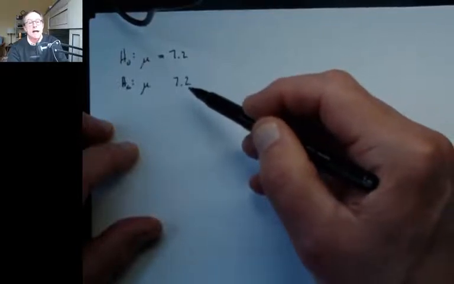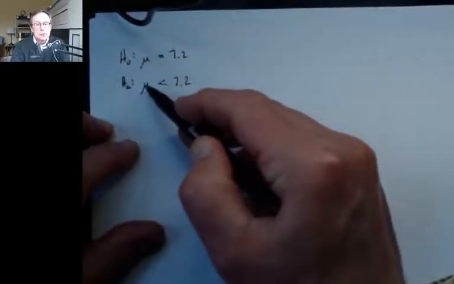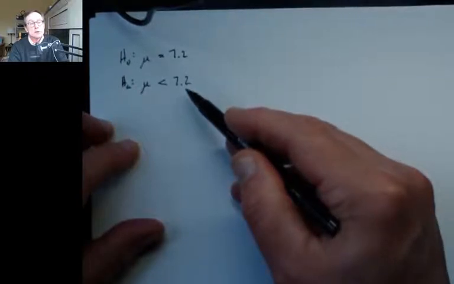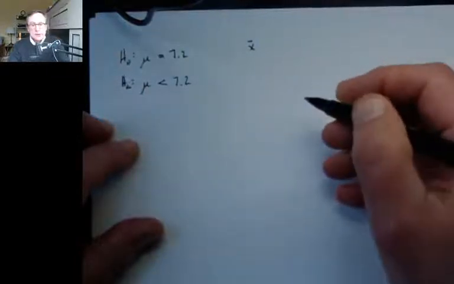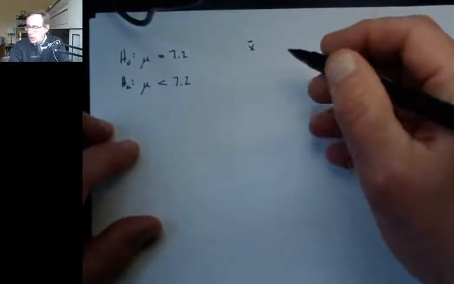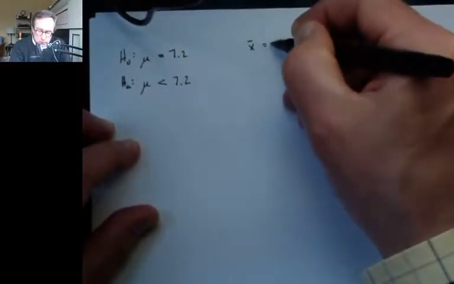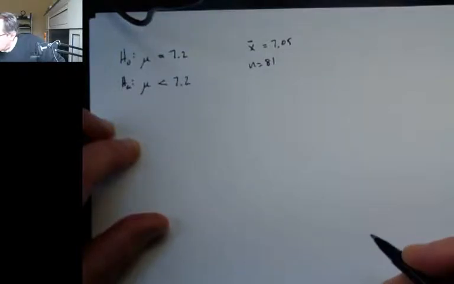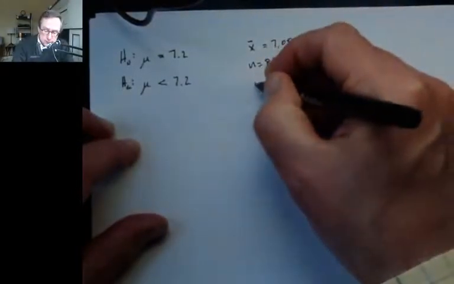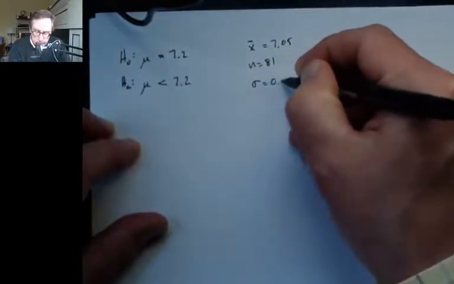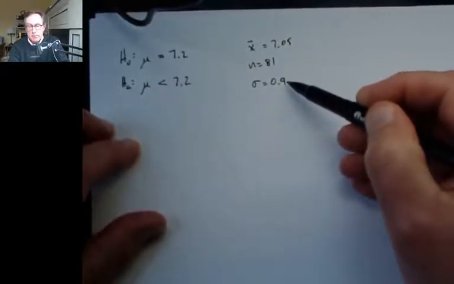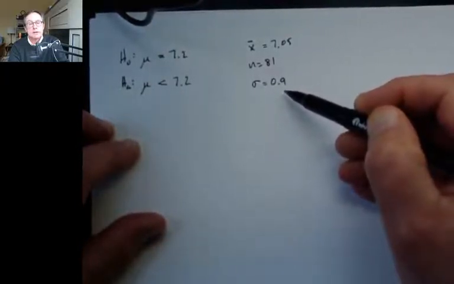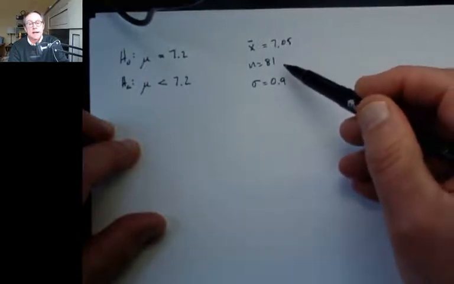And the question specifically says, has the number fallen? So has the new true population number fallen from 7.2? Yes or no? Okay, so that's the argument. And remember, statistics is using data to support arguments. We're going to use x bar as 7.05 with an n of 81, and we take sigma to be 0.9. And remember, sigma is the population standard deviation of the one-person-at-a-time ratings. We took 81 of those ratings and averaged them and got 7.05.